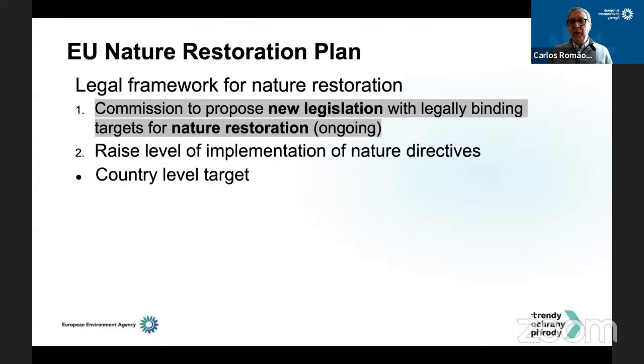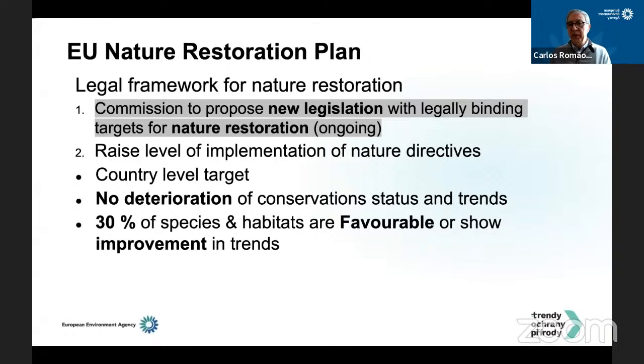And the other aspect of the strategy was to raise the implementation of the legislation that already exists. And so there is this target of no deterioration of conservation status, and also to improve the status and trends of the different species and habitats. And as for protected areas, the Commission developed guidance on this, and the countries also have to make an indication of which species and habitats they will target for this 30%.